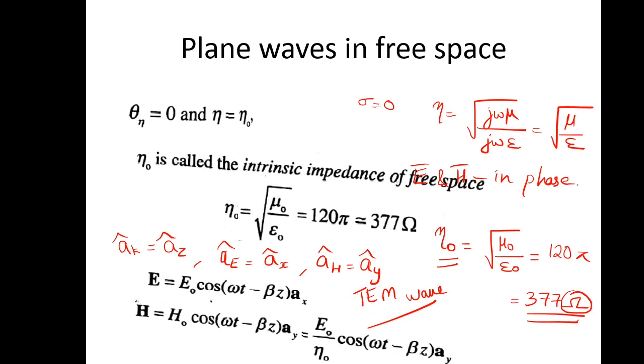With that assumption, you can write E is equal to E naught cos(omega t minus beta z) into unit vector Ax, and H you can write as H0 cos(omega t minus beta z). In addition to that, one more term comes, minus theta eta, because H lags E by an angle theta eta. But here theta eta is equal to 0, so we write the same way, H0 cos(omega t minus beta z), because E and H are in phase. And H0 will be equal to E0 by eta naught. So this is how you write the equations for electric field and magnetic field.